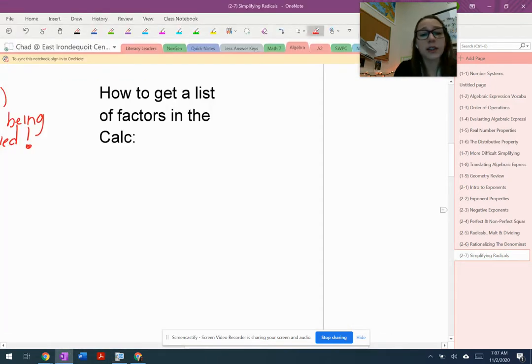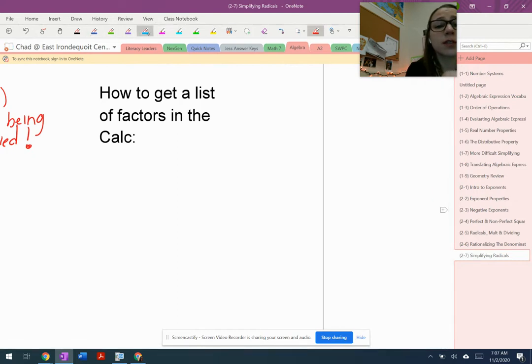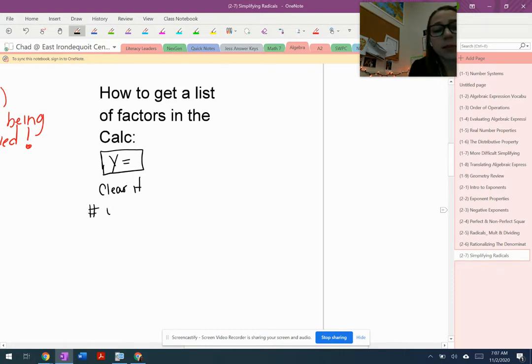18. So let's jot that down. How to get a list of factors in the calculator. So first thing you're going to do is go to y equals, hit the y equals button. You're going to make sure it's cleared out. If there's anything in there, just hit clear. And then you're going to put in the number you want factors of divided by x. So for example, we did 144 divided by x.